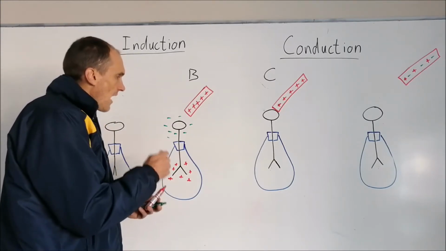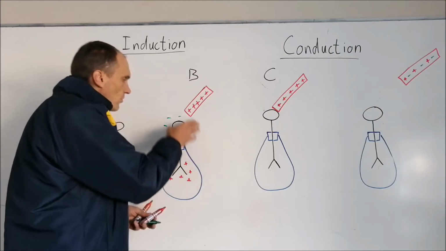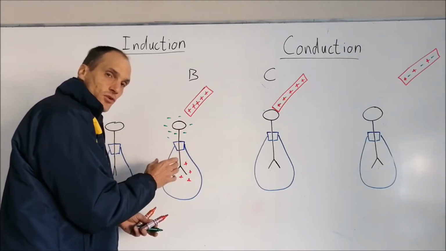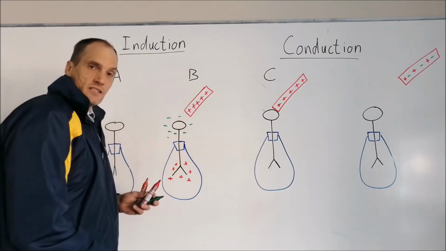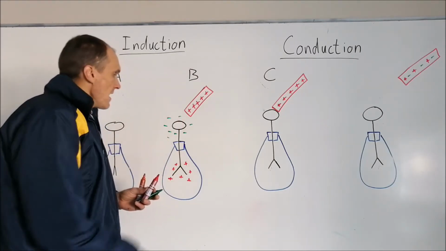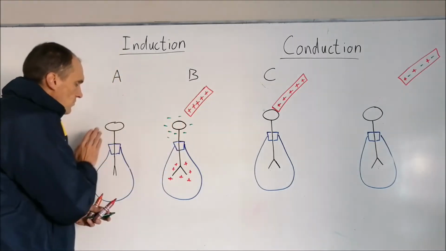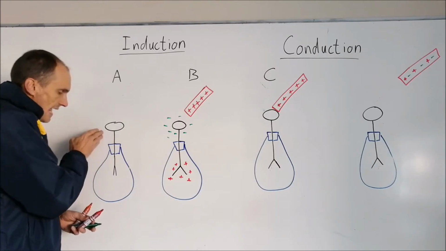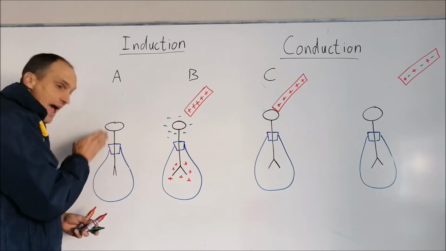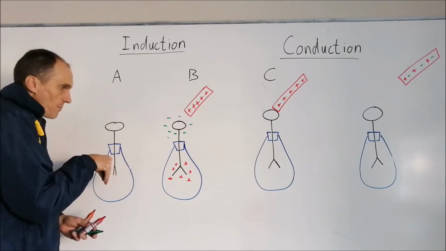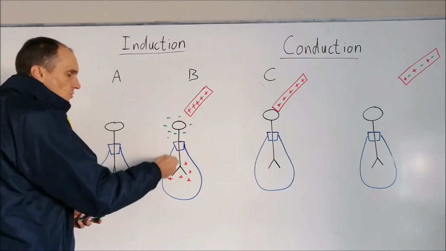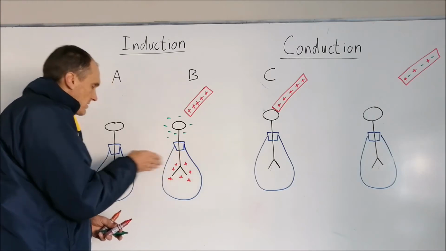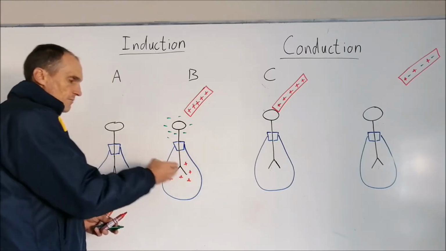Okay? However, the overall charge of the electroscope is still neutral. It's just that some of the negative charge has moved to the top of the electroscope. When we withdraw the rod, we then move back to this scenario where the electroscope is neutral and the charge is evenly distributed throughout the electroscope, and the leaves will then drop back down.